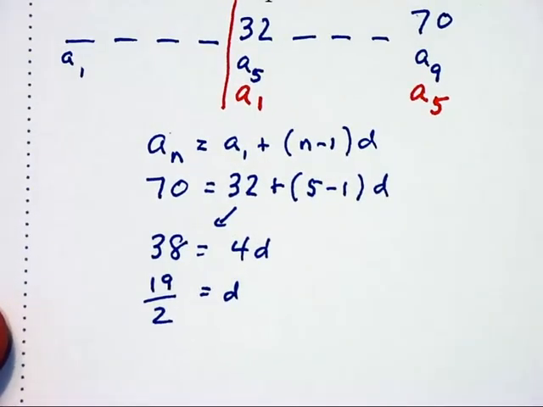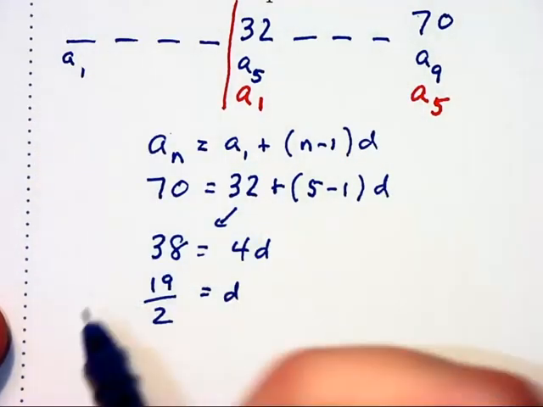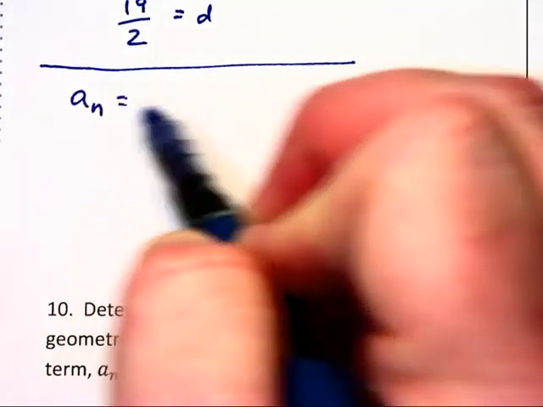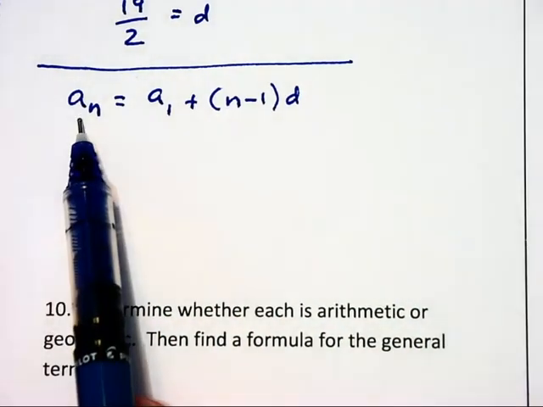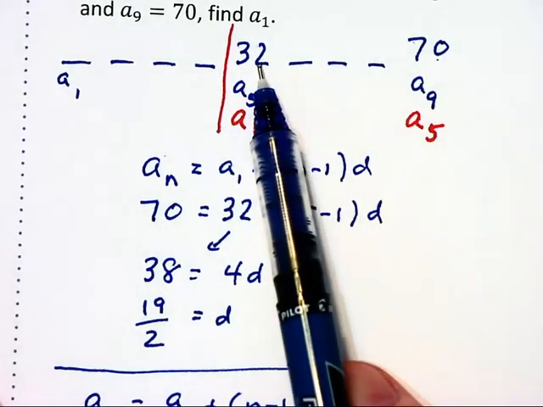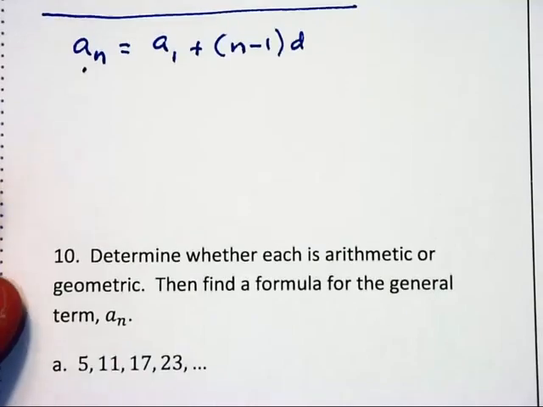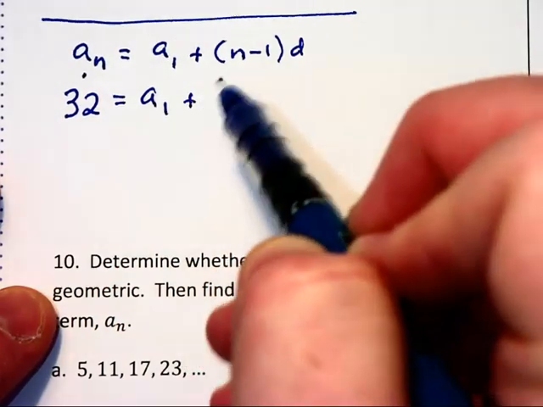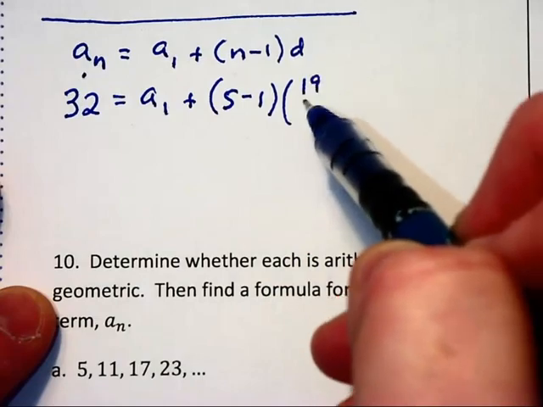Okay, now it's time to go back to our original subscripts because we need the real a1 to show up here. So I'm going to go back and rewrite our nth term formula. A sub n equals a1 plus n minus 1 times d. Now, what will be our a sub n? Rather than using 70, let's use 32 because the numbers are smaller, and that is our fifth term as it was originally presented. So 32 is equal to a1 plus 5, because 32 was the fifth term, minus 1, times 19 over 2.